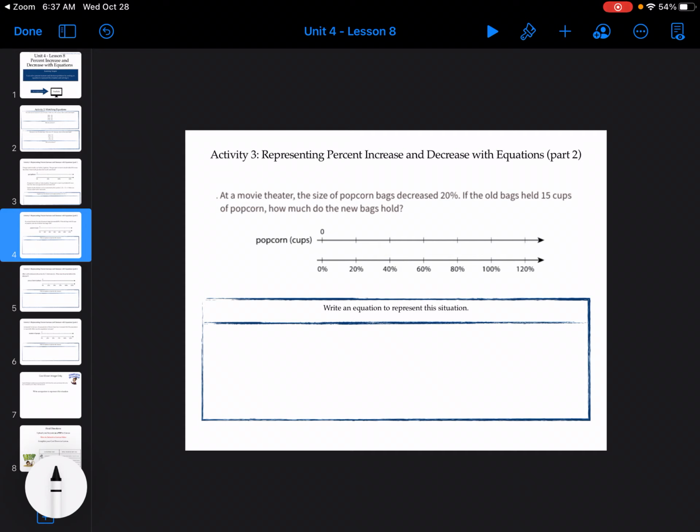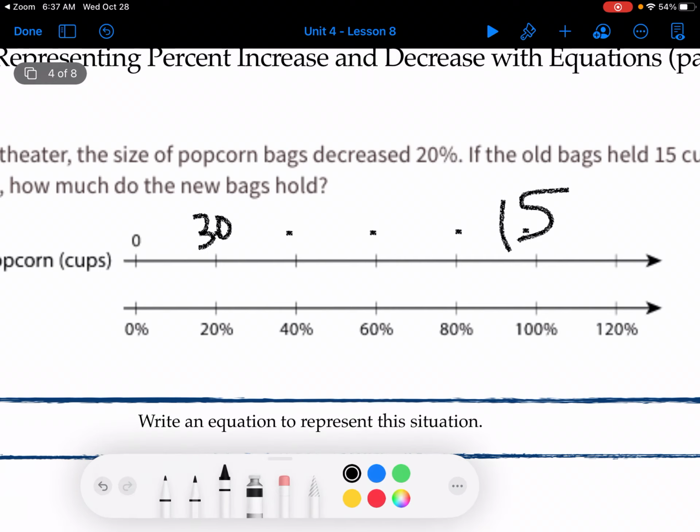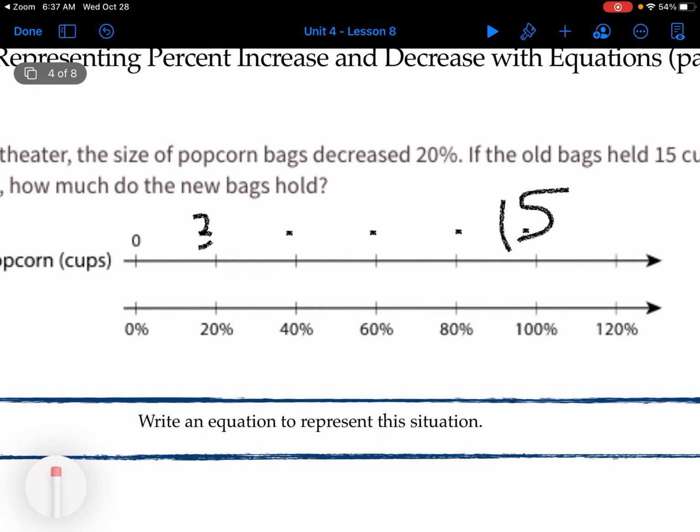All right, so a movie theater popcorn bag. So remember we figured out that this was 15 here, and we divided it by 1, 2, 3, 4, 5. So that meant that this was not 30, 3. So we were counting by threes. 3, 6, 9, 12, and then we got 18.